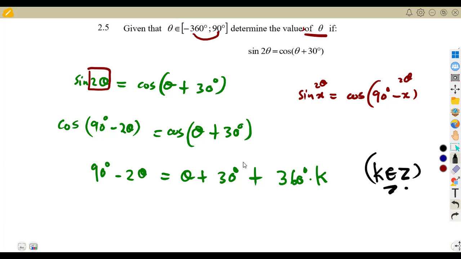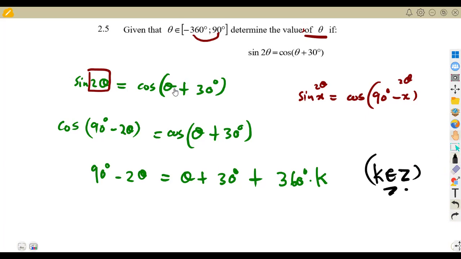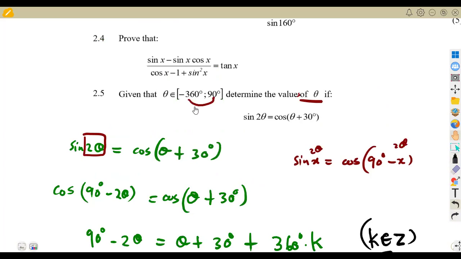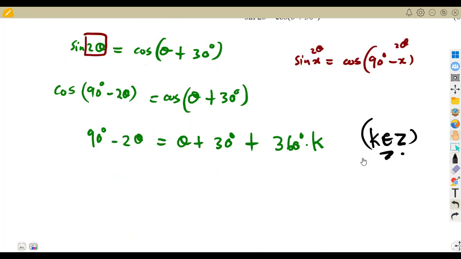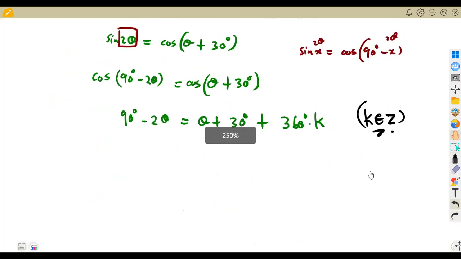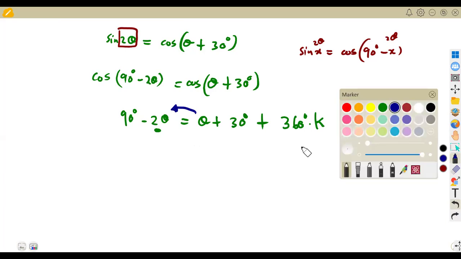So it's a general solution which can give a solution within this interval from negative 360 up to 90. We can find any solution with this general solution. All right, so let's solve for theta first, then we can apply our general solution. Since here we've got a 2 theta, we can transpose the theta to the other side, so it becomes a negative theta. So it's negative 2 theta, negative theta. It gives us negative 3 theta.